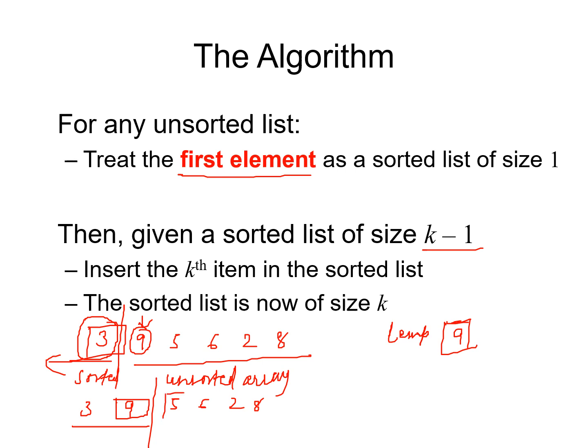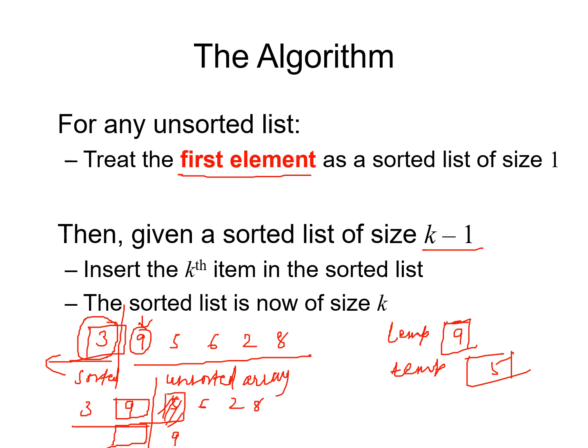Now coming to this 5, in temp I'll store 5, and this place will become vacant. Now 9 will be compared with 5. 9 is greater than 5, so 9 will be shifted here and this place will become vacant.